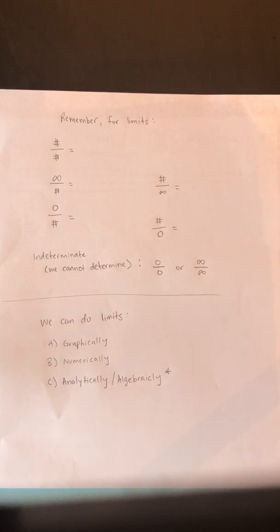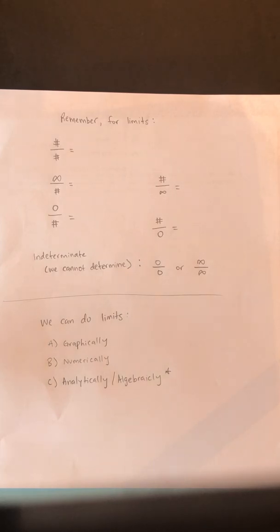We can also do limits numerically. That means from a table or just manually plugging in as my x values get closer and closer and closer to something, your target destination, you're looking for the corresponding pattern in the y values. Limits from a table, limits from a graph, pretty easy. Hopefully you can remember those from way back when.